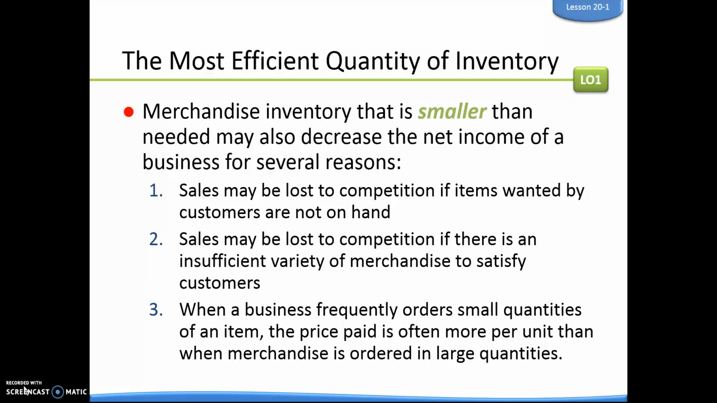Now, on the flip side of that, there are merchandising businesses that order too small of an amount, and that also is going to decrease net income for a couple of reasons. One reason is that sales are going to be lost to competition if a customer comes in and you don't have the items on hand that they want. Sales could also be lost to competition if you have an insufficient variety of merchandise that is going to satisfy customers. And also, when a business orders smaller quantities of an item, usually the price paid per unit is more than when merchandise is ordered in larger quantities. So typically, the more you buy from a merchandising outlet, the cheaper it's going to be. If you buy smaller quantities, it costs more.